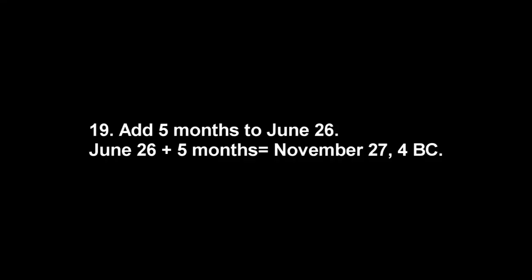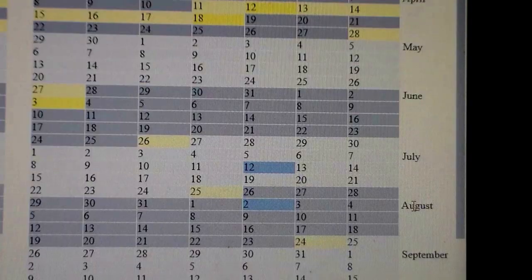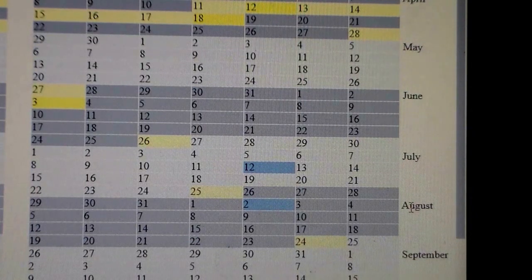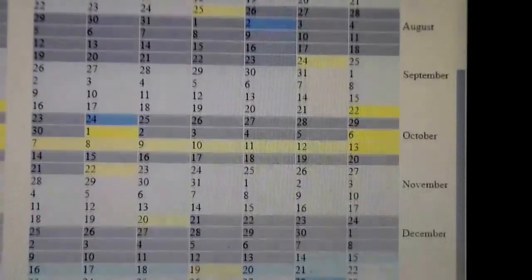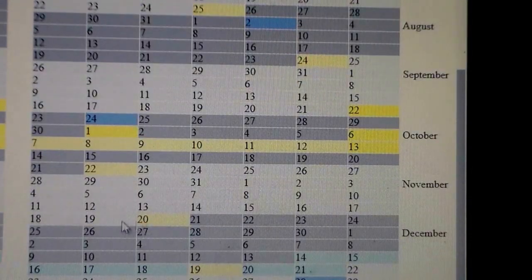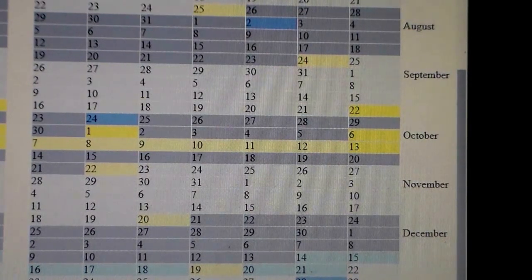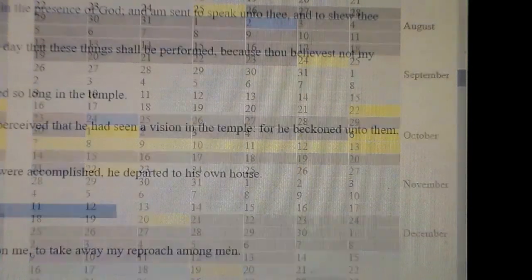The first of Tammuz, correspondingly June the 26th, and hid herself for 5 months. So July will be 1, August 2, September 3, October 4, November 5. That will be 5 months. November the 27th. So now we're at the date of November the 27th. Let's go back to King James.